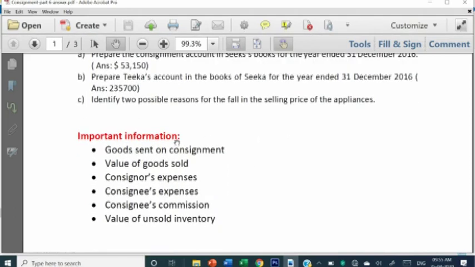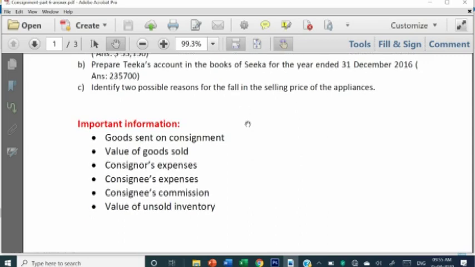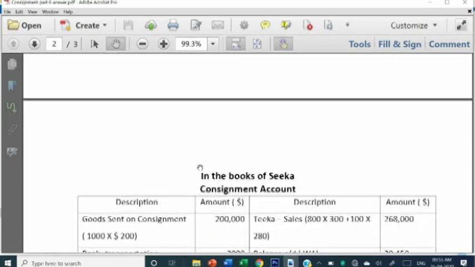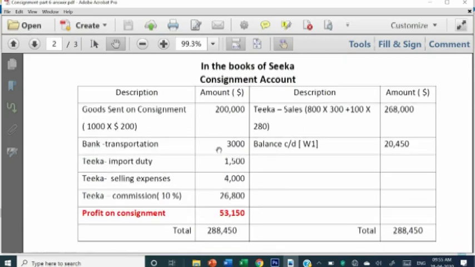So as usual, you are aware of how to answer a consignment question. Now we need to collect some information: goods sent on consignment, value of goods sold, consignor's expenses, consignee's expenses, consignee's commission, and value of unsold inventory. If you are able to collect this information, that means you are done with the exercise. Now let us prepare the consignment account.